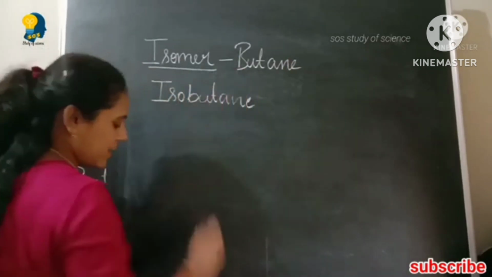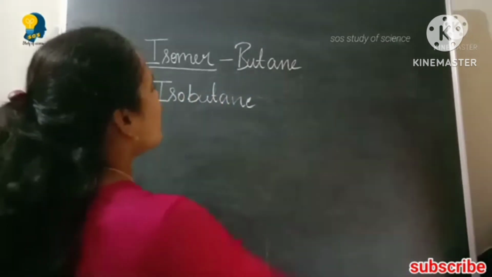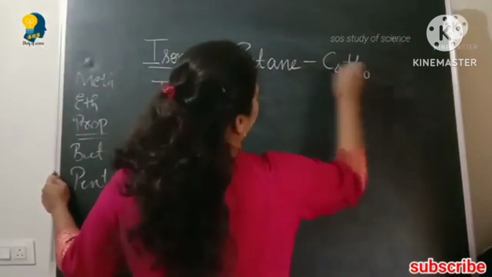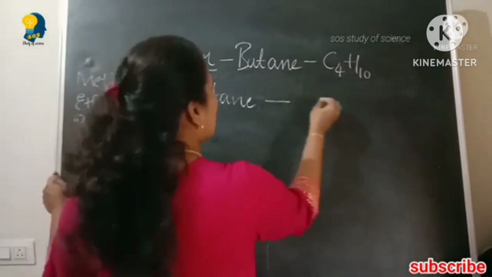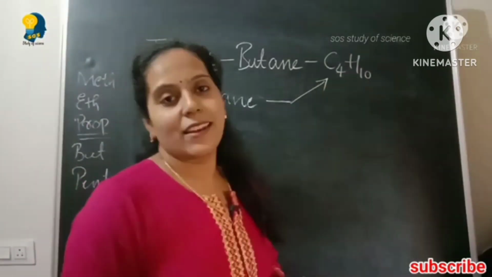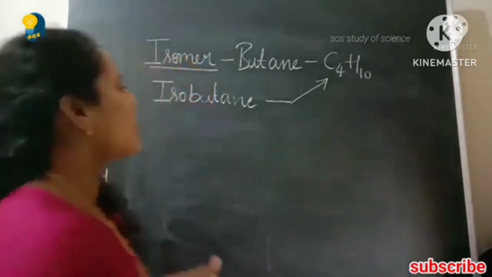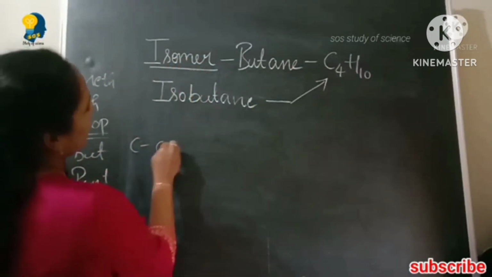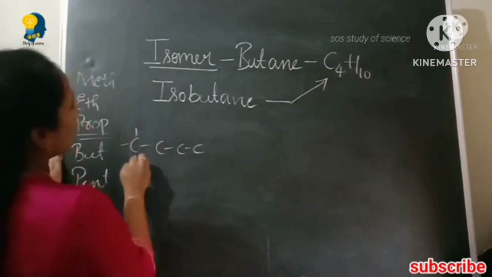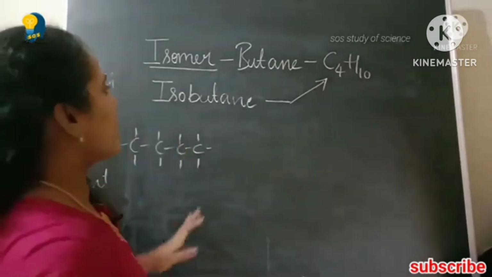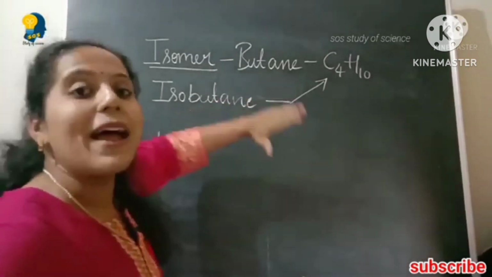See how it has the same molecular formula. What is the formula of butane? It is C4H10. And for isobutane, it is the same formula. What is the difference then? Butane you write just in a straight chain. 4 carbon atoms are surrounded by 10 hydrogen atoms. Whereas isobutane, you are branching it.